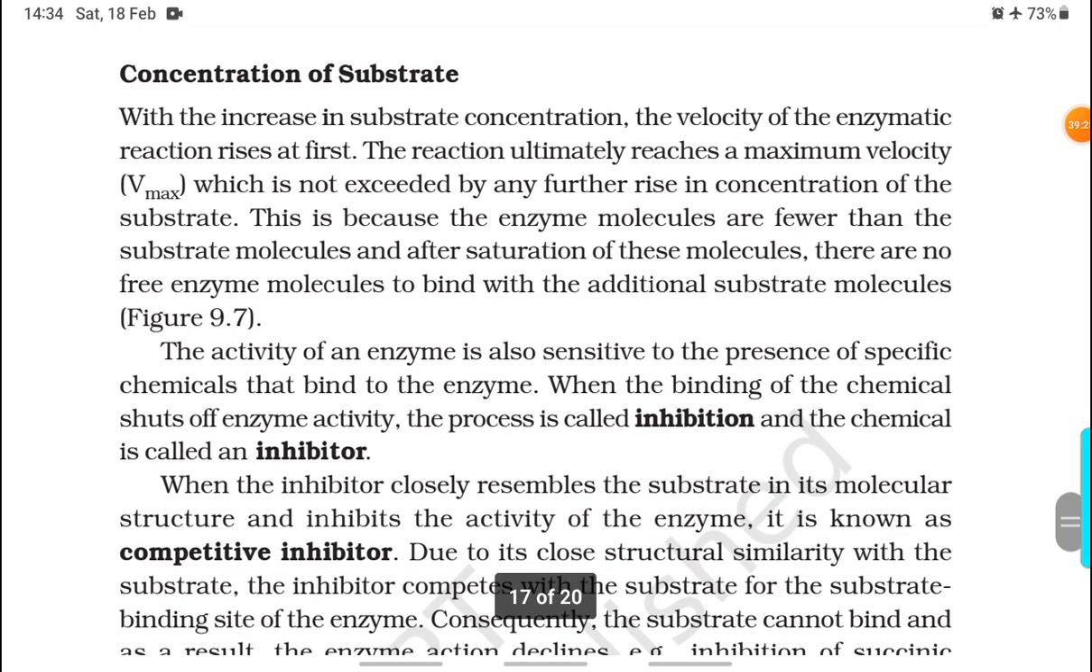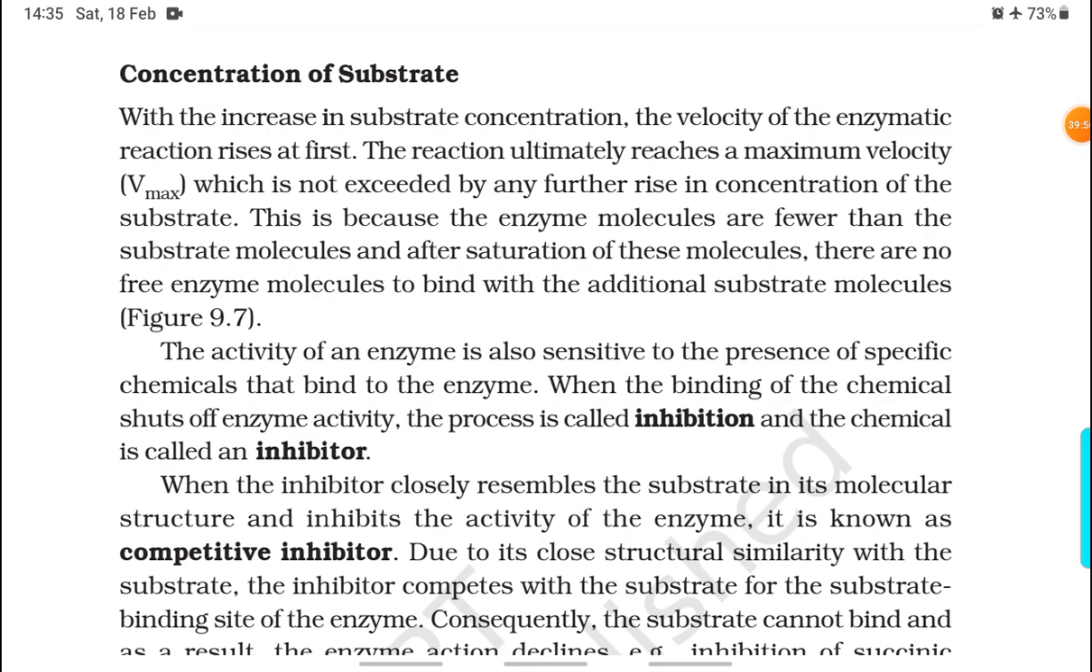Concentration of substrate. With the increase in substrate concentration, the velocity of the enzymatic reaction rises at first. The reaction ultimately reaches a maximum velocity, Vmax, which is not exceeded by any further rise in the concentration of the substrate. This is because the enzyme molecules are fewer than the substrate molecules, and after the saturation of these molecules, there are no free enzyme molecules to bind with the additional substrate molecules.